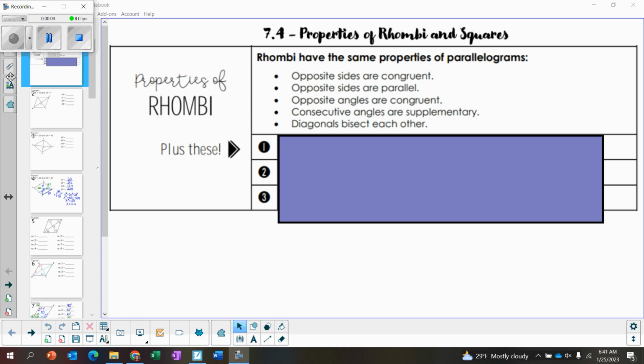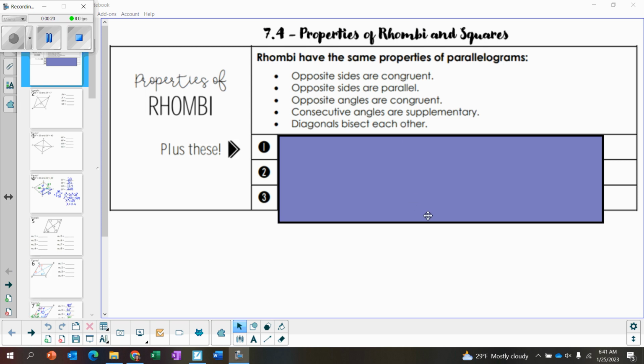This is the second day of section 7.4. Today we're going to talk about the properties of the rhombus and the square. So a rhombus has all of the same properties of a parallelogram. So the opposite sides are congruent, the opposite sides are parallel, opposite angles are congruent, consecutive angles are supplementary, and the diagonals bisect each other.